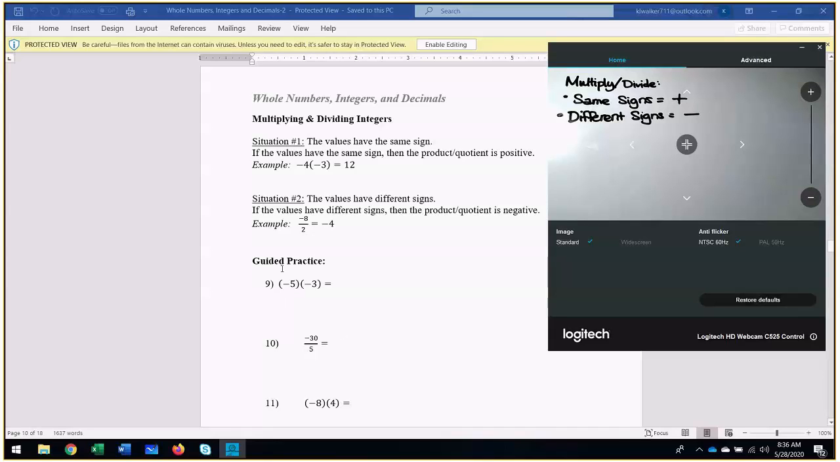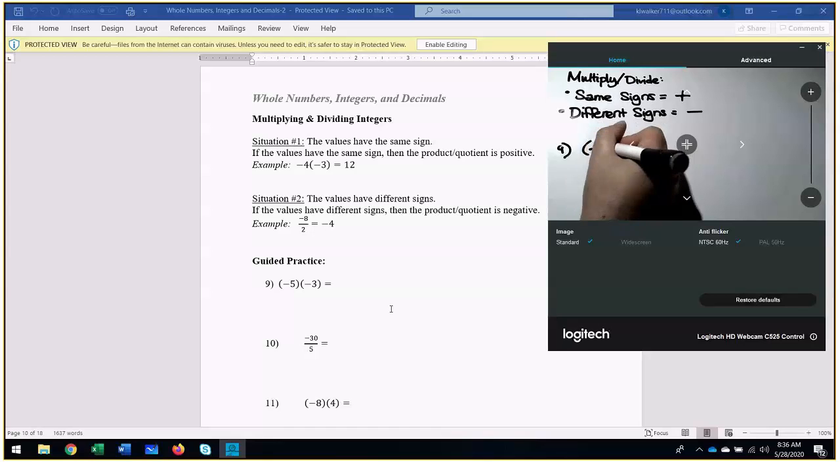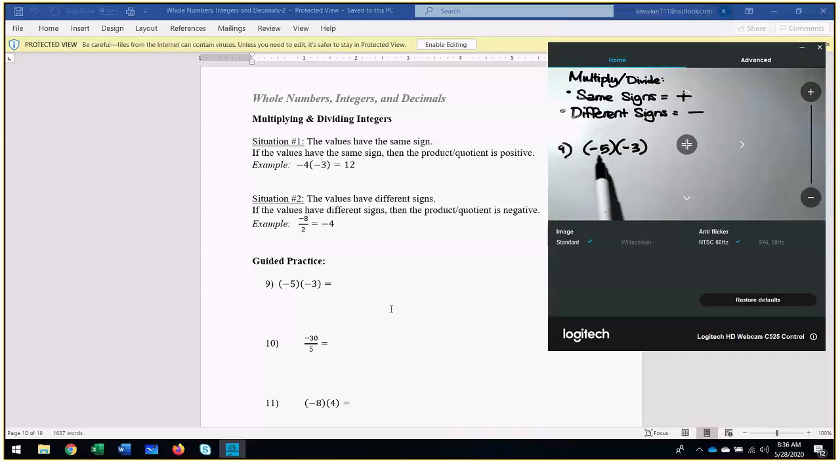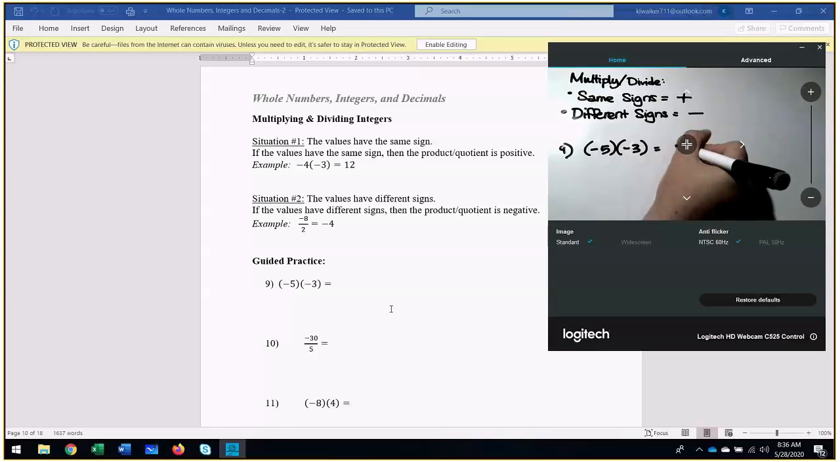So for this example here on the notes page, number 9, it's -5 times -3. They're just putting these in parentheses to try to get you acquainted with the different ways that they write this. It just means multiply. So 5 times 3 is 15. That's not going to change. And then you got to decide what sign you want to make it. So since they're both negative, they're the same, you're going to keep it positive. And that's it. So the answer is positive 15.